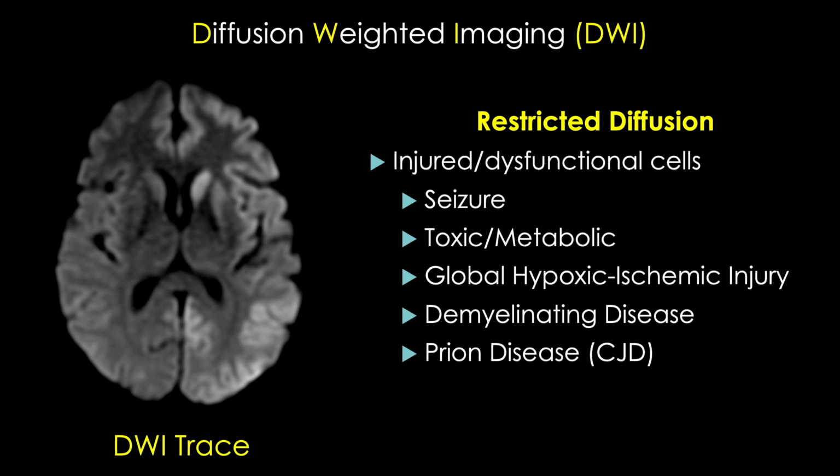The critical piece of information here is the history. These patients present with a rapidly progressing subacute cognitive decline, and that history should motivate you to spend extra time looking at the cortices and thalami for any bright signal on the DWI trace image.